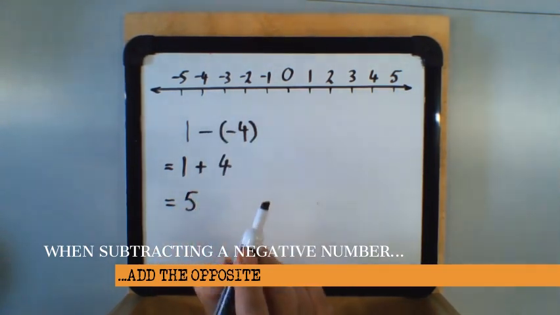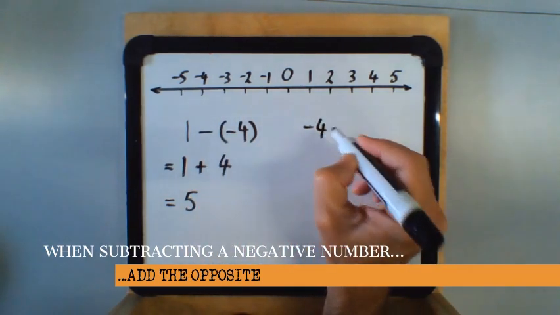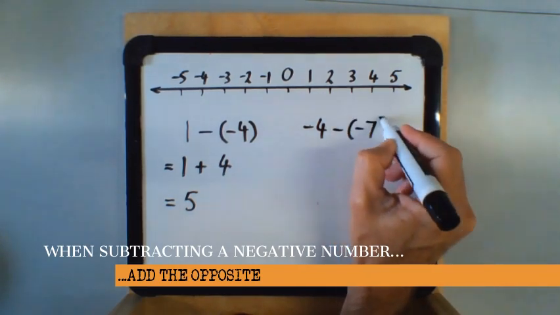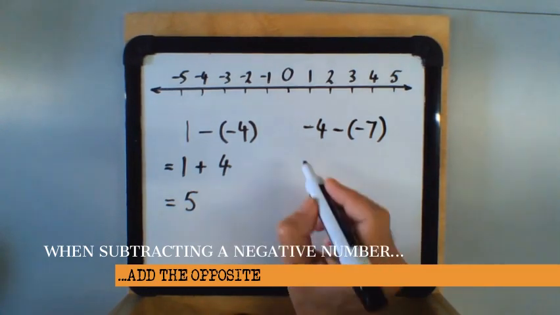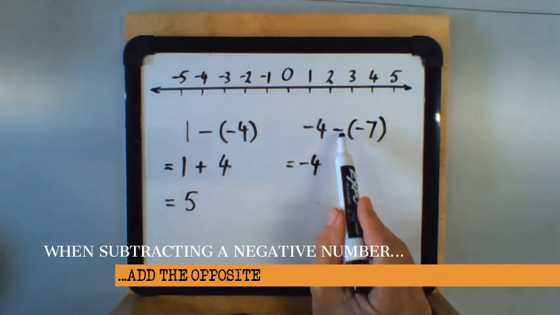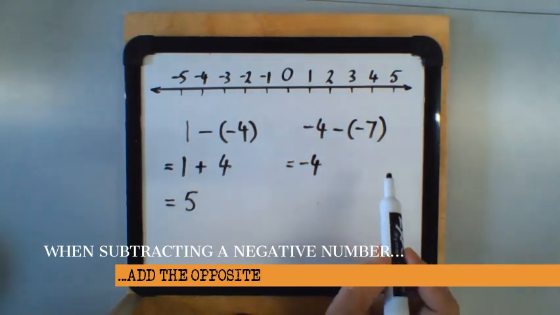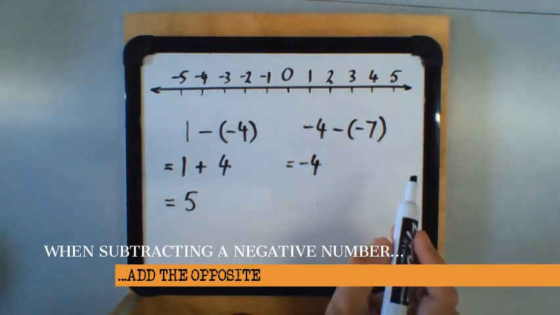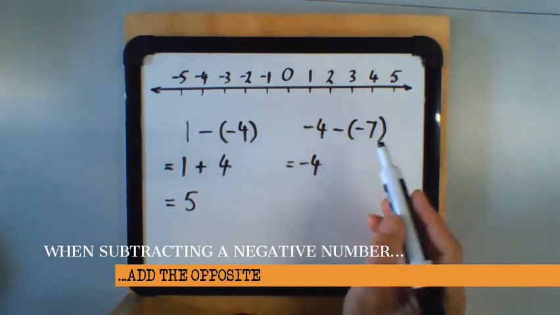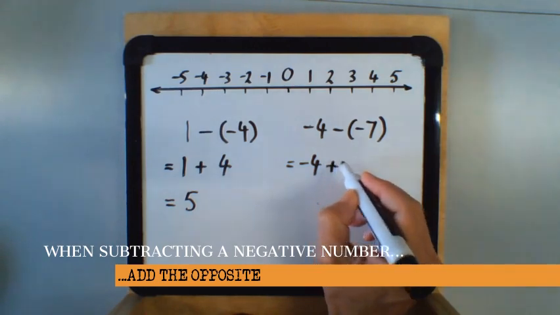What if I start with a negative value? So let's start with negative 4, and let's take away negative 7. I'm still going to start with negative 4. Instead of subtracting a negative, I'm going to add its opposite. So I'm going to just do the opposite of the opposite, basically. Instead of subtracting, I'm going to add.